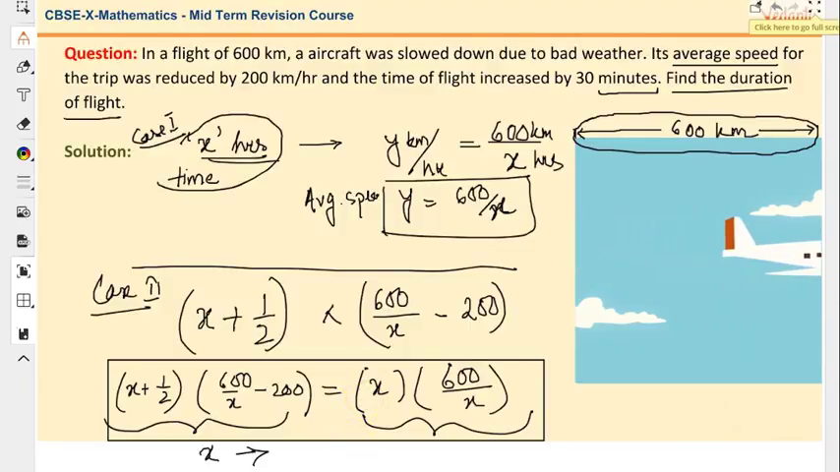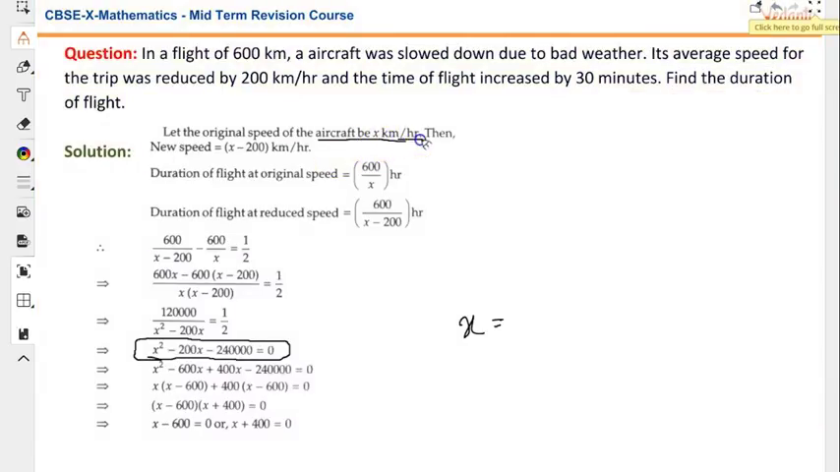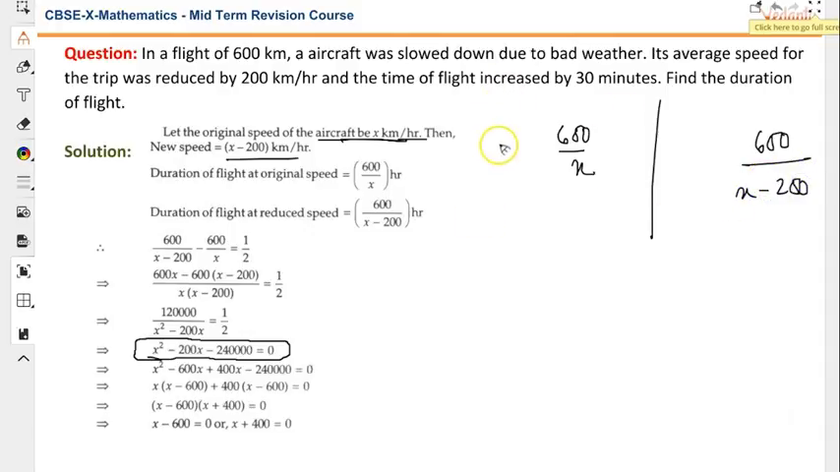Now I'm seeing some of you pinging me, asking why not take the speed as x. If you take the same thing, guys, there is no problem. Even if you take the speed to be x, your new speed will be x minus 200. Similarly, time in case 1 will be 600 by x, and time in case 2 will be 600 by x minus 200. This is time 1 for case 1, and this is time 2.